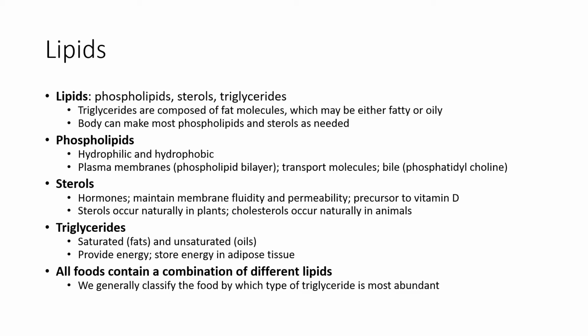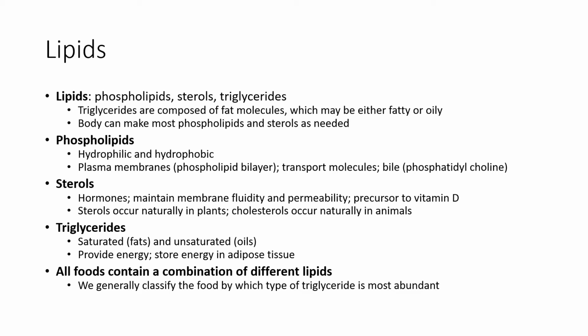Sterols are a second class of lipids. Sterols make up many of our functional molecules in the body. So sterols make up hormones. A lot of our hormones are sterol-based. We also see sterols in the plasma membrane, so they help maintain fluidity and permeability of the plasma membrane. And then sterols are also the precursors to not just hormones, but also to some of our nutrients, in particular vitamin D. Vitamin D is built from a sterol molecule.